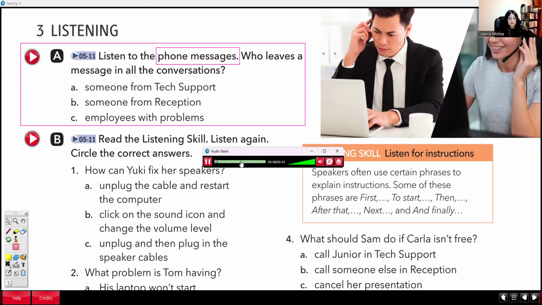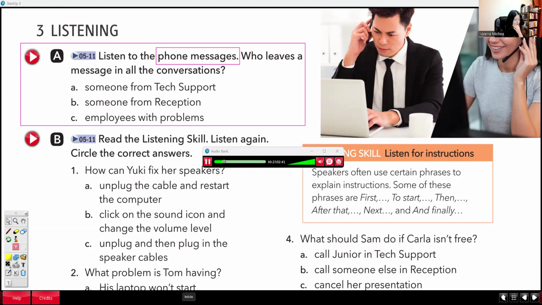1, Hi, Yuki. This is Mary in tech support. I understand that your speakers aren't working. It may be because of the volume level. First, click on the sound icon on your desktop. Then, change the volume level as needed. That will probably solve the issue. Call me back if you need more help.